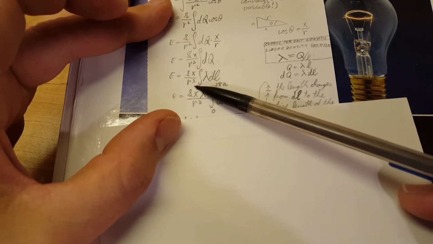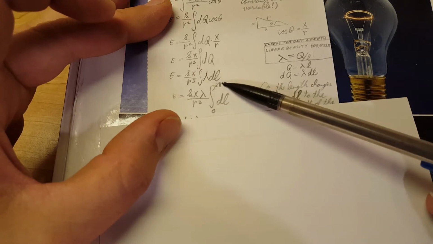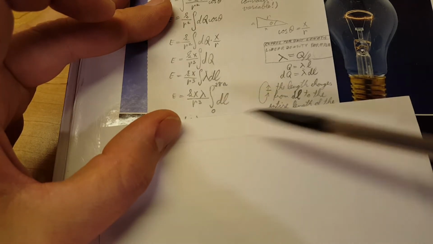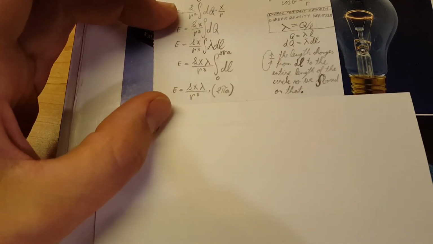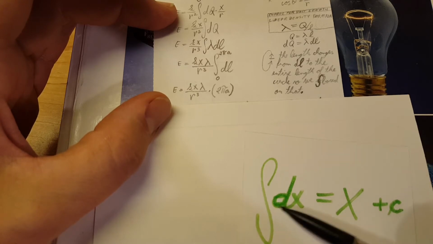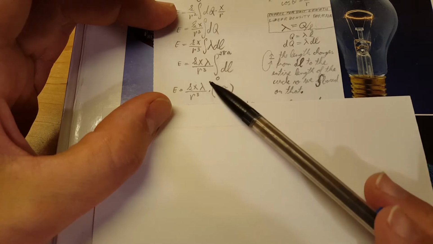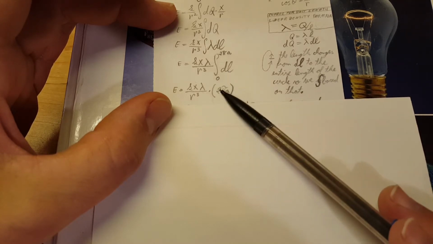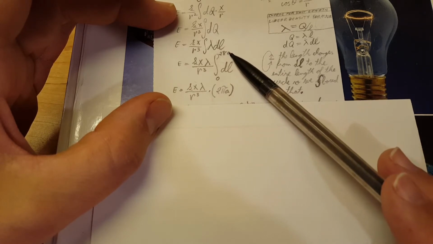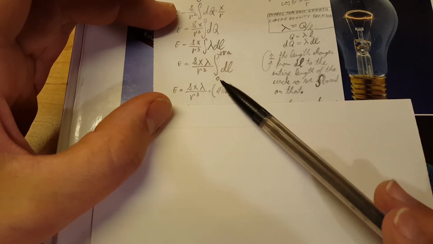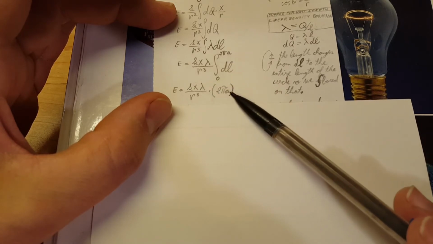E equals all of our constants. The integral going from 0 to 2 pi a of the length, dl. We solve the integral, simple integral, integral dx is x plus c. Once we solve it, we're gonna have dl turns into L, 2 pi a minus 0, after we plug in the two limits. The only thing left is 2 pi a.